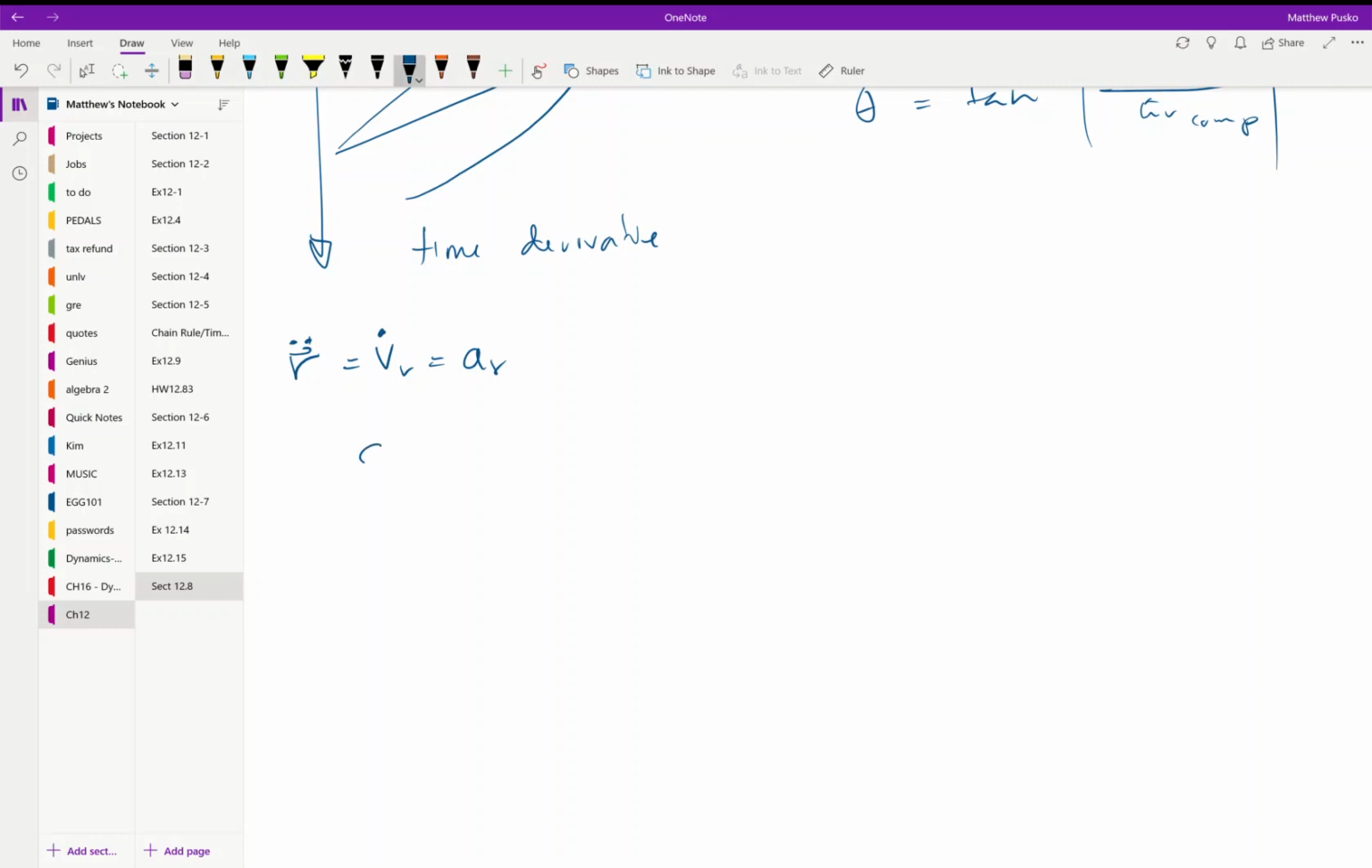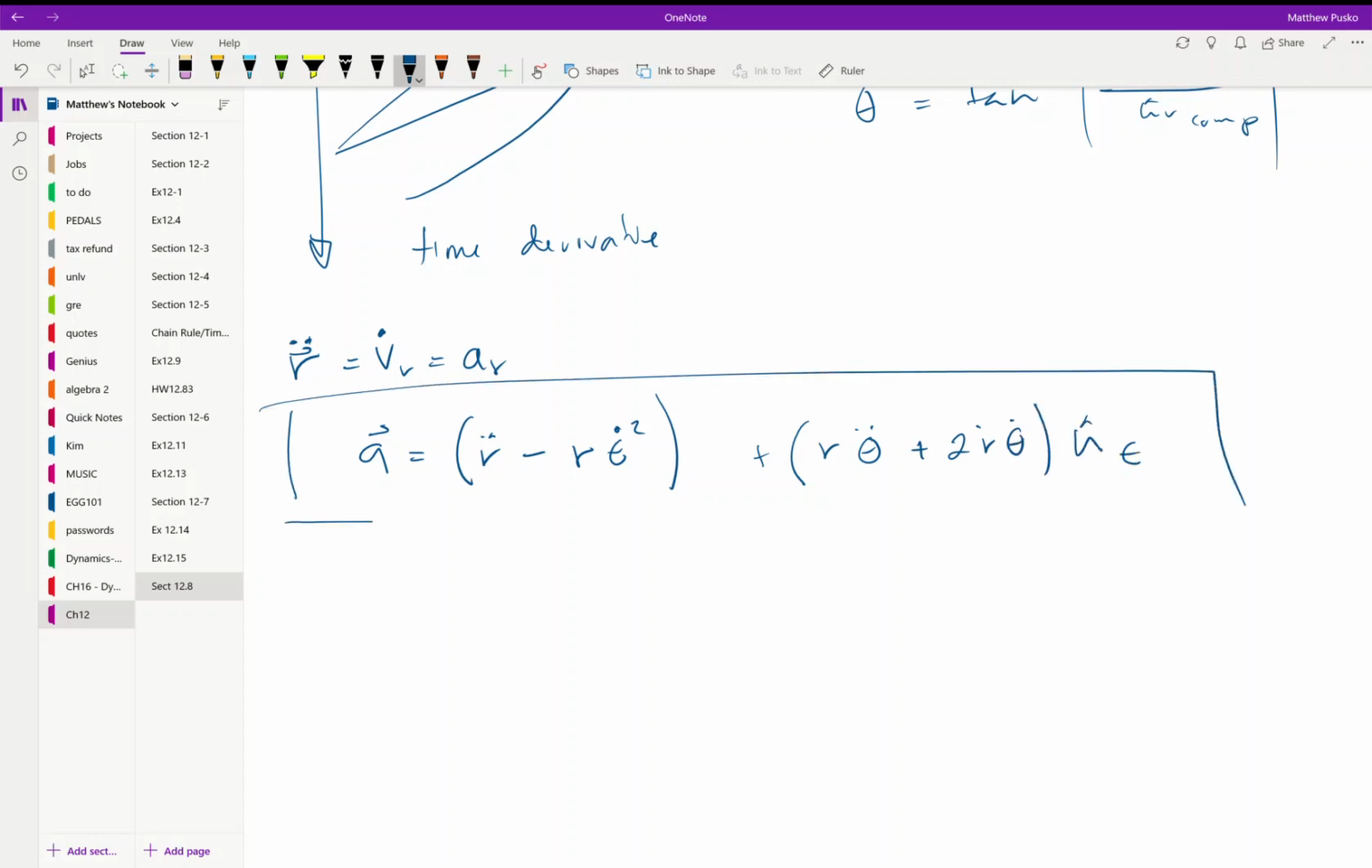Okay, what we get is the acceleration is equal to, and this is the one I'm going to leave up to y'all, r double dot minus r theta dot squared plus r theta double dot plus 2r dot theta dot, and that's in the unit theta direction. But I'm going to sit here and make sense of this with you.